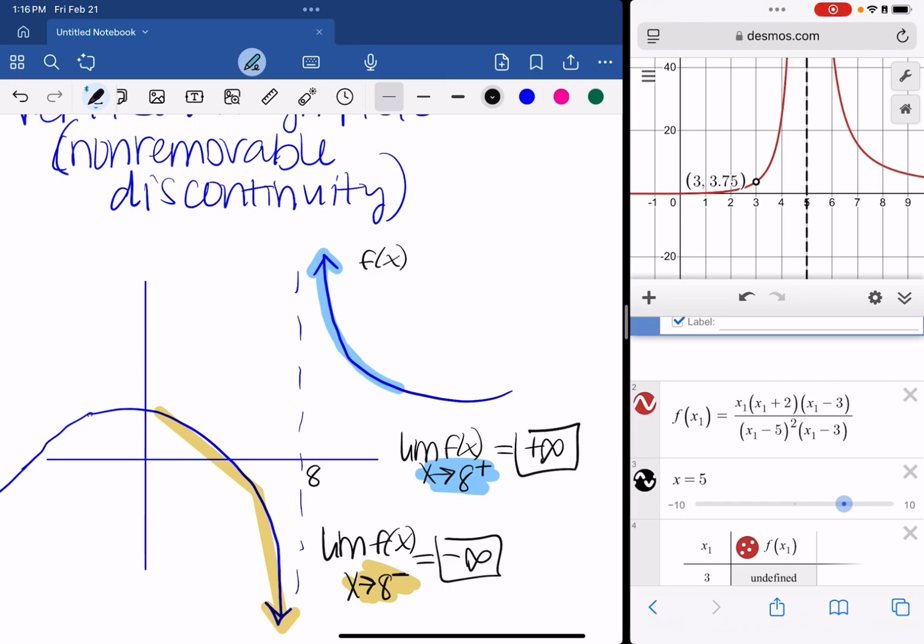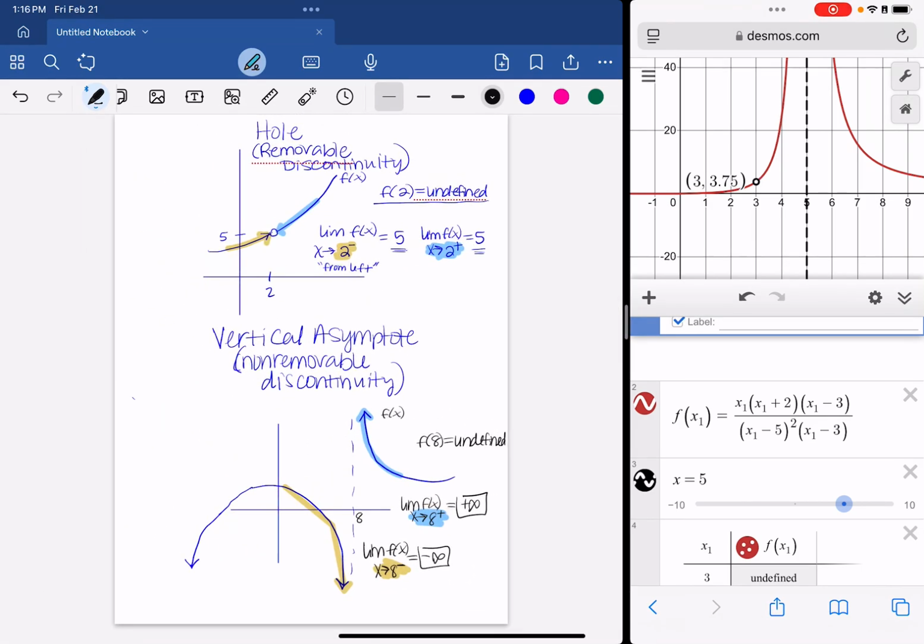And again, if I were to say, what is this function evaluated at 8? The answer would be undefined because there's that asymptote there by that broken vertical line that I have drawn in here. And we can see that that function doesn't exist.